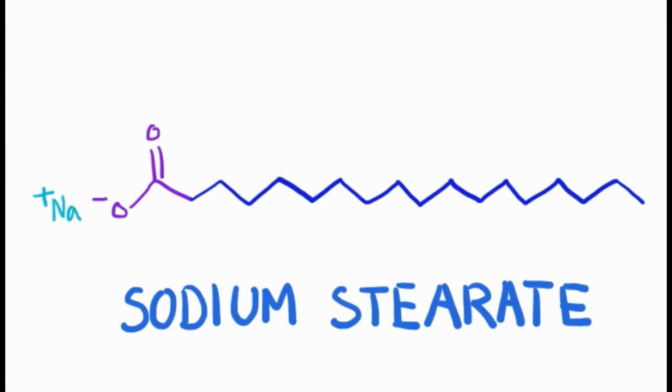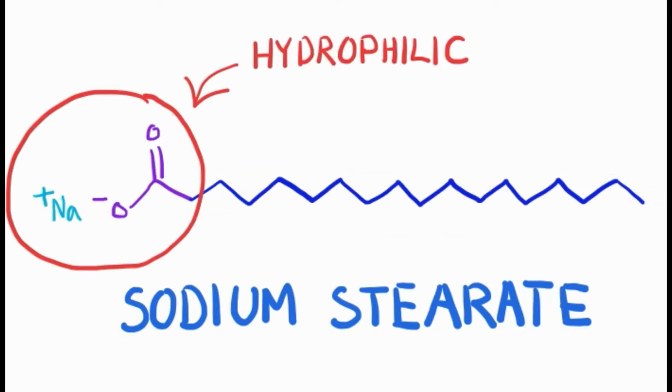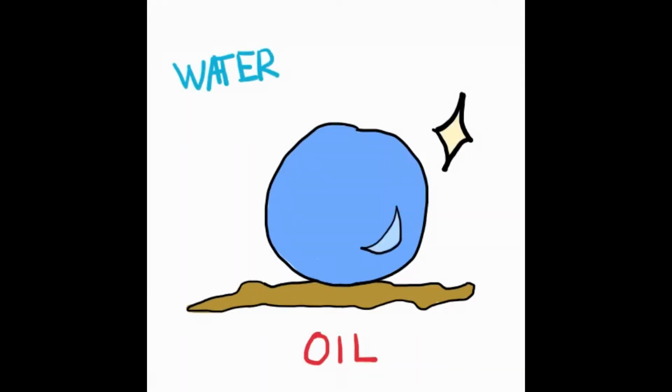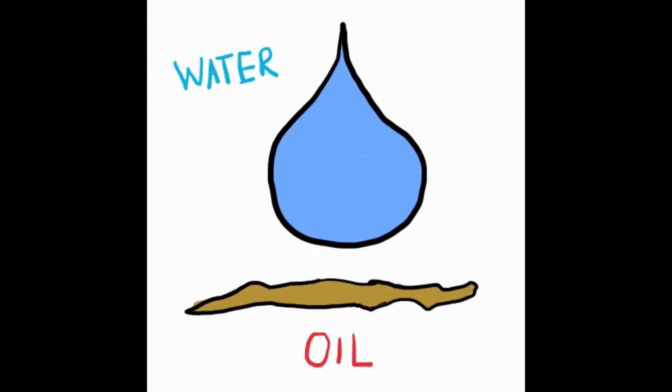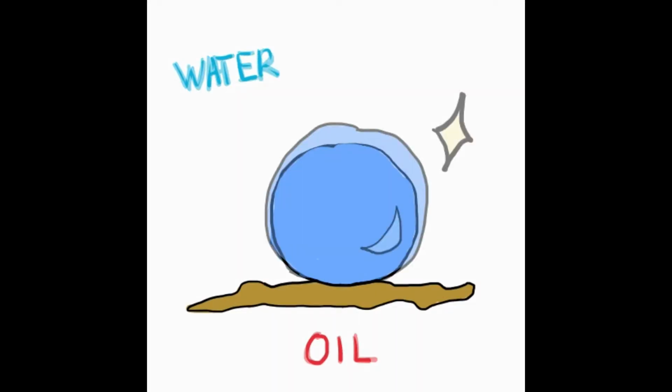The hydrocarbon tail is non-polar or hydrophobic and can readily dissolve in oils and fats. The carboxylate head is polar or hydrophilic and can dissolve in water. Water and oil do not interact, and would actually prefer to stay as far away from each other as possible. And yet when sodium stearate comes into the mixture, the two otherwise opposite molecules begin to interact.